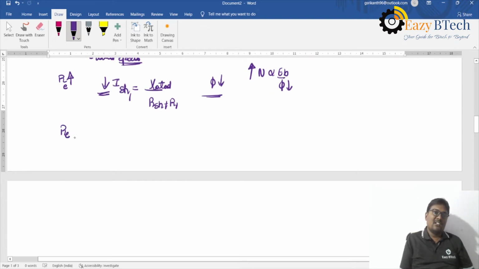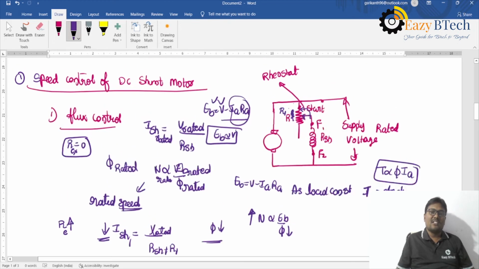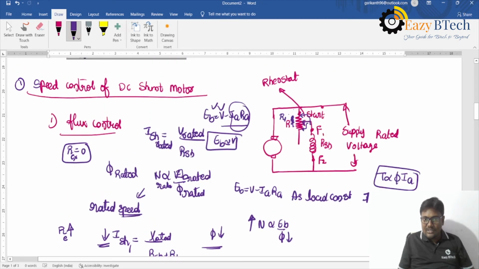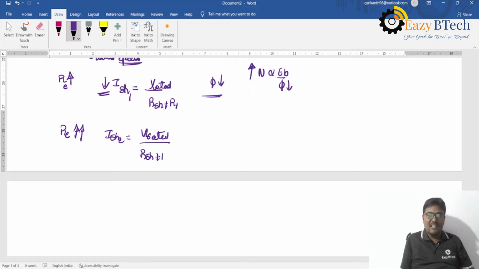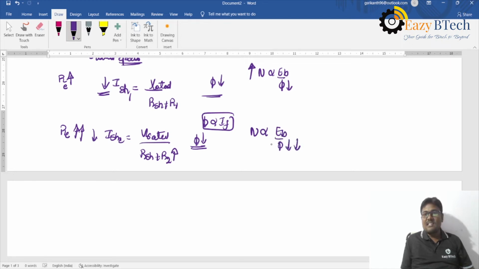Then again, the external resistance is increased further. So it moves like this. This is the third position: first, second, third. The entire resistance is included. Then, if the resistance increases, the shunt current will decrease. The flux also decreases. Why? Because the flux is directly proportional to field current. N is directly proportional to EB by phi. If flux decreases further, the speed will increase.